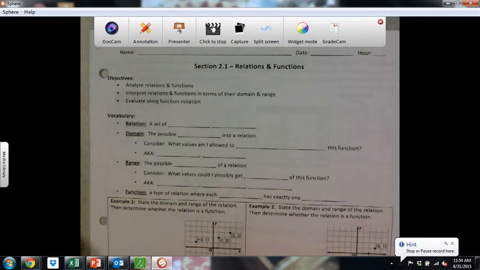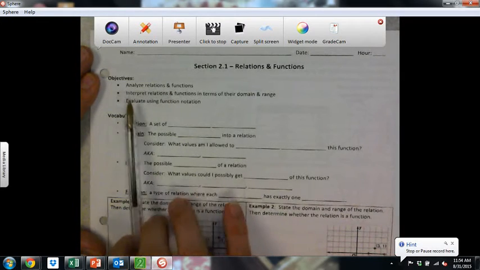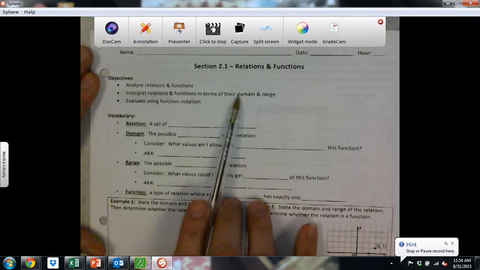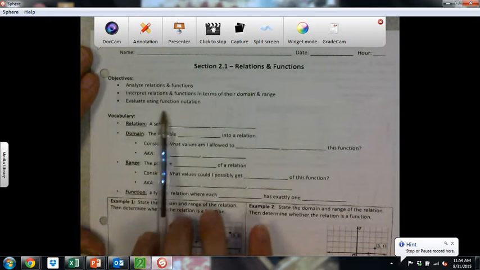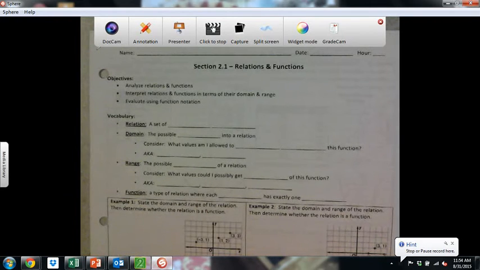And so our objectives are to analyze relations and functions, to interpret relations and functions in terms of their domain and range, and we'll talk about what domain and range are, and to evaluate using function notation, whether that be with an expression or on a graph.